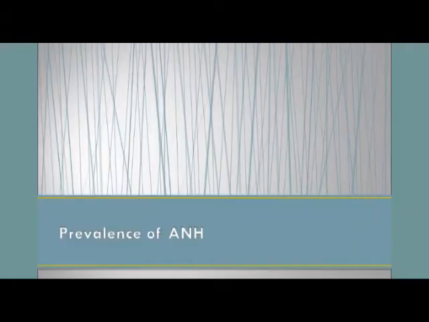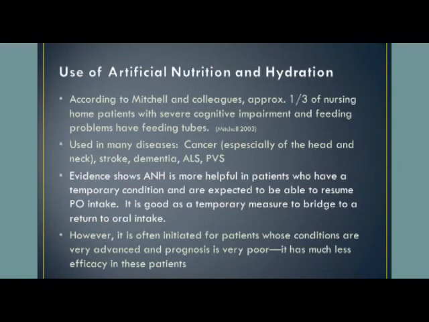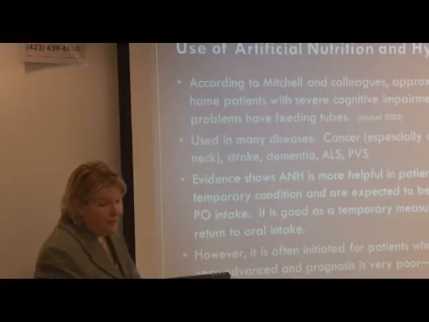Okay. So how much do we use this? I did a lot of research for this. Approximately a third of nursing home patients with severe cognitive impairment and feeding problems have feeding tubes. That was in 2003. Feeding tubes are used in many diseases: cancer, especially of the head and neck, because you can see where you would have problems with eating, so it's easier to just bypass it. Stroke, dementia, ALS, which is amyotrophic lateral sclerosis, Lou Gehrig's disease, and persistent vegetative state.